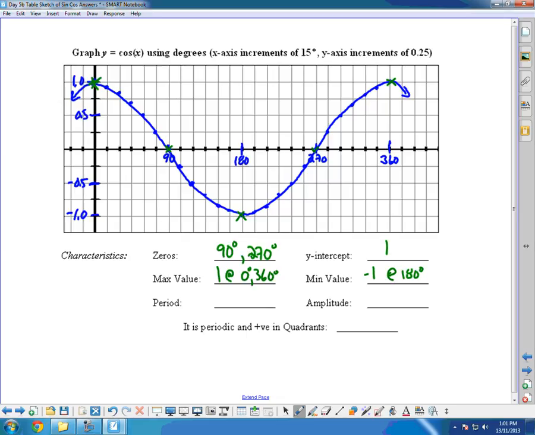Period. How long does it take to complete a cycle? Well, the cycle now starts at 1, goes all the way down through 0, down to -1, and all the way up through 0, and completes it right there. So the period is exactly the same as 360. Shouldn't be a surprise. And the amplitude, same thing. How tall is it? Well, in that case, it's 1.